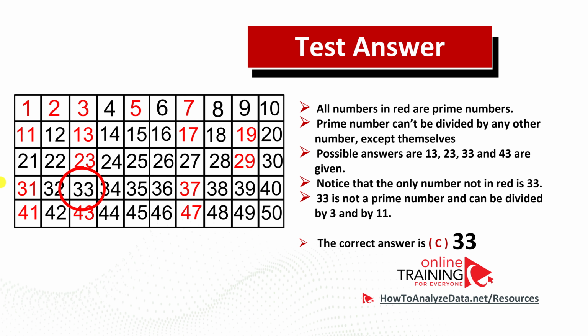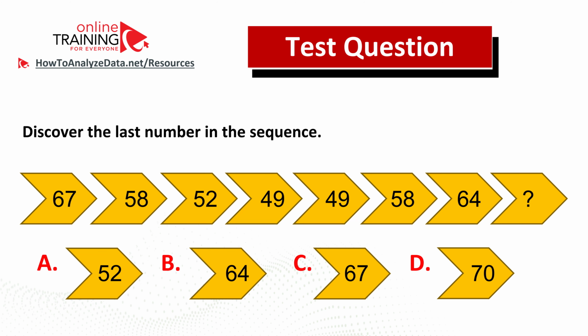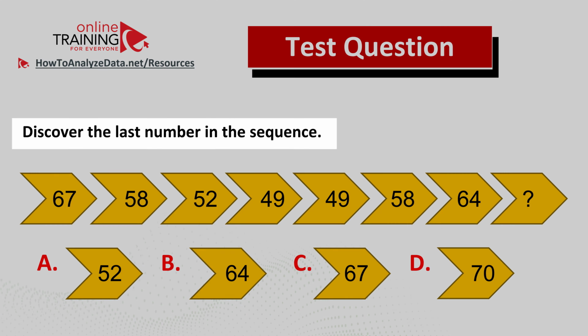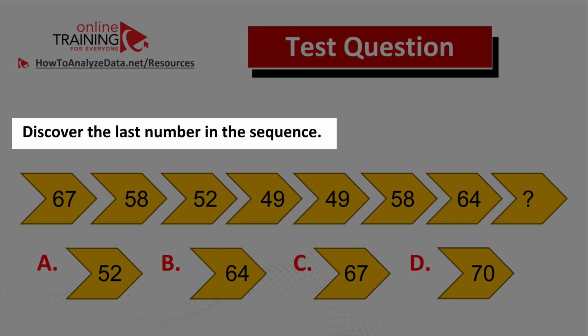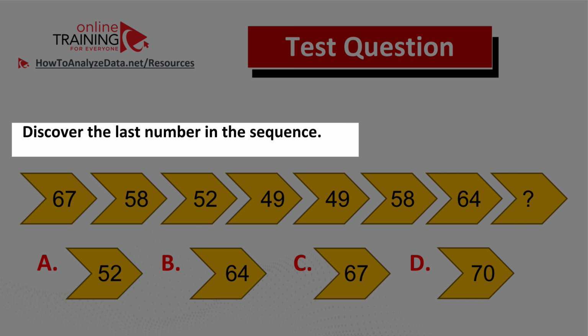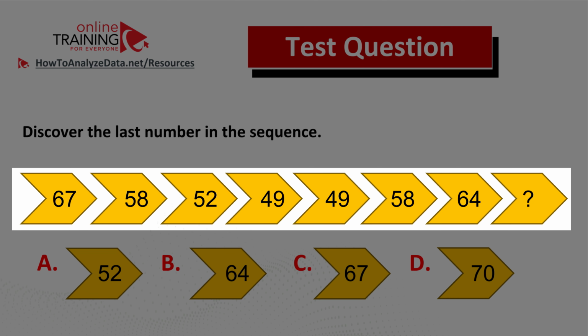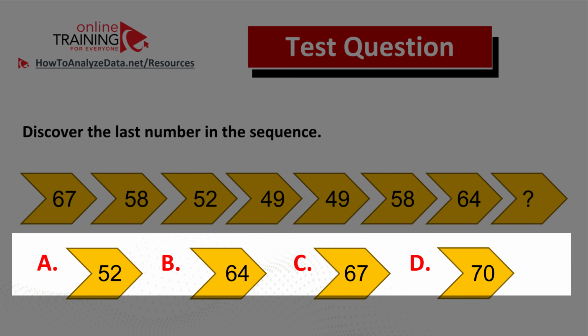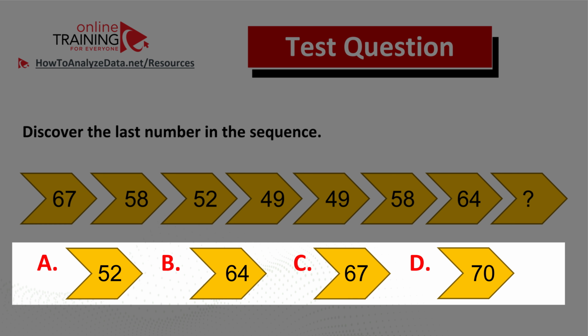Let's look at the tricky question you might frequently see on the test. This is the pattern question, and you need to discover the last number in the sequence. Let's look at the sequence of numbers: 67, 58, 52, 49, 49 again, 58, 64, and then the missing number. And you have 4 different choices. Choice A, 52, choice B, 64, choice C, 67, choice D, 70.